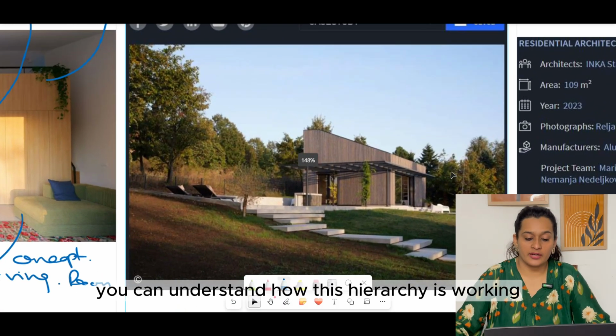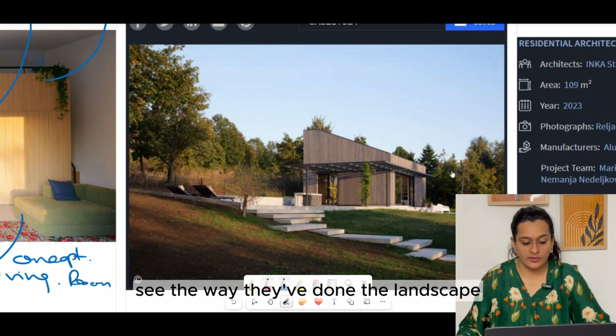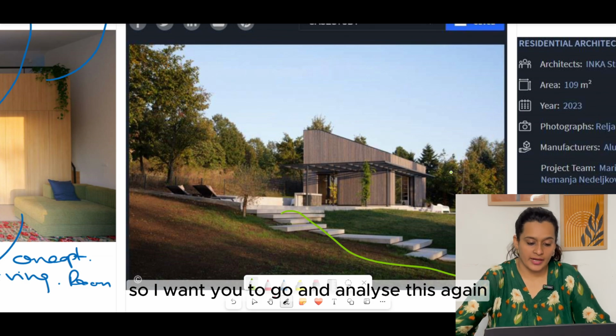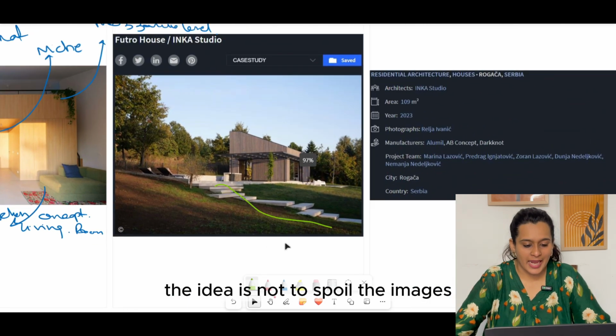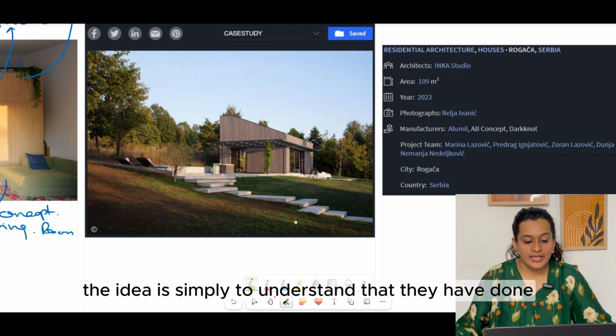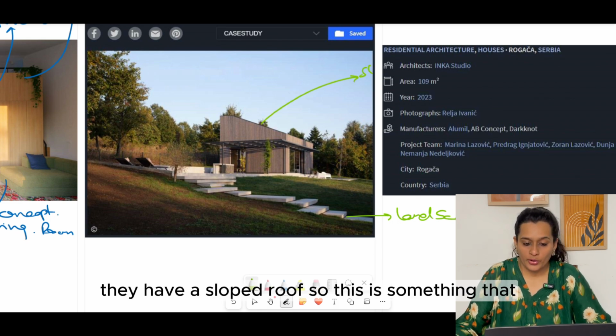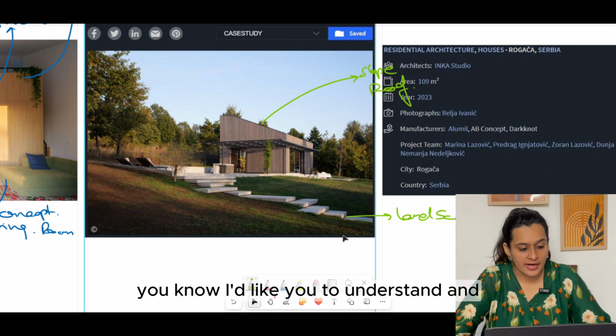Going ahead, you can understand how this hierarchy is working. See the way they've done the landscape. So I want you to go and analyze this. Again, not to hamper the images. The idea is not to spoil the images. The idea is simply to understand that they have done some kind of landscaping, and they have a sloped roof. So this is something that I'd like you to understand.